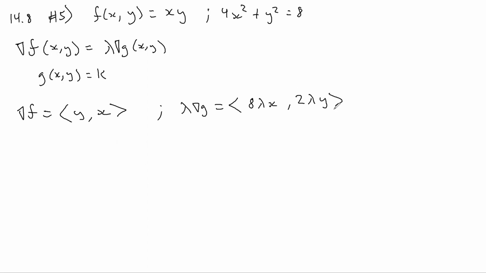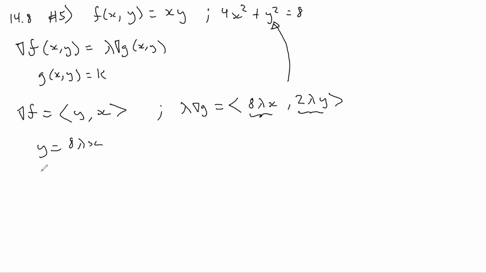Okay, all right, and these two functions right here, they just come from the constraint right there. Then what we can do next is set each respective component equal to each other. So we can say that y is equal to 8 lambda x.